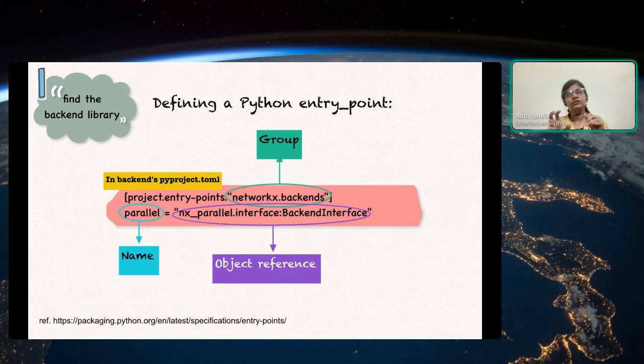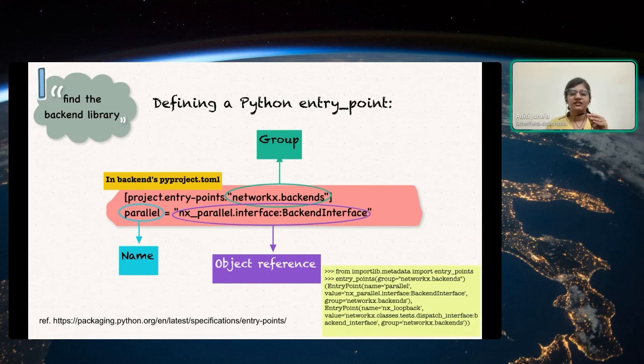To find the package, we use something called Python entry points. Python entry points point to an object, and they belong to a group, and they have a name. So you can get all the packages in a group all at once, just by running a single command, like entry point group equal to networkx.packages. This makes it very easy to get all the backend packages, and then the name is what we get from the user, and then we can easily find the backend.